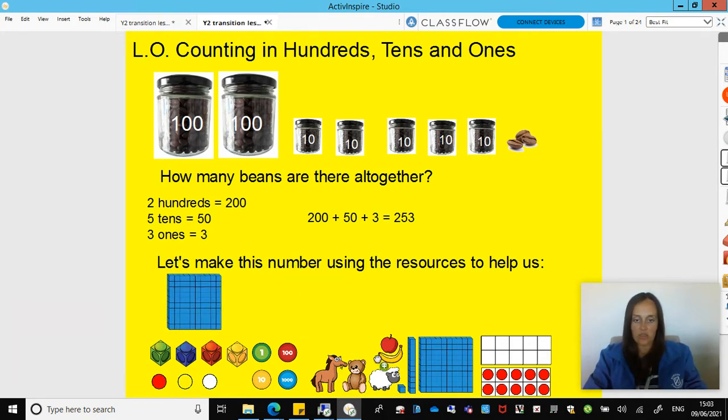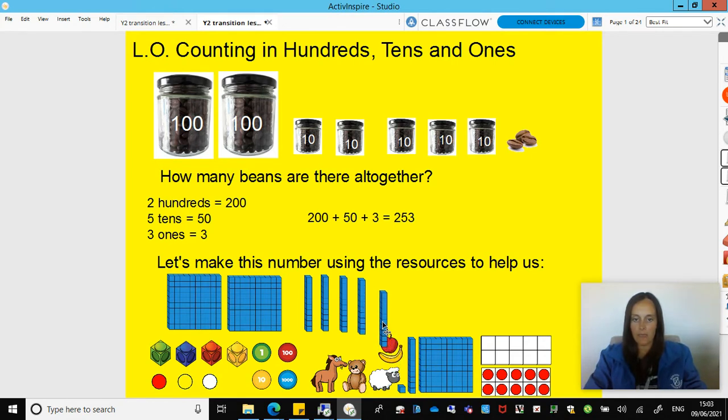This is a 100 square. So 100, 200. Then we get our tens. We remember 5 tens. So 10, 20, 30, 40, 50. And that's 1, 2, 3, 4, 5 tens. And then we need 3 ones. 1, 2, 3. So we have just represented this using the base 10.